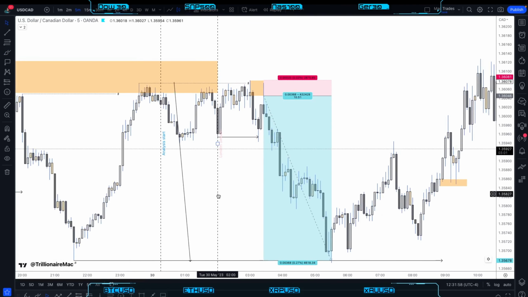It's just confluence after confluence. If price gives you A, then you do B. If price gives you C, then you do D. These are set in stone rules to follow before you take a trade.